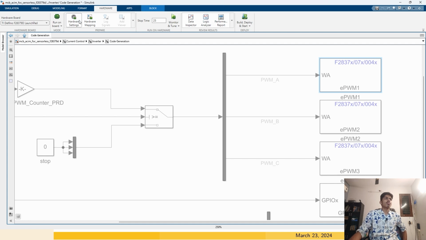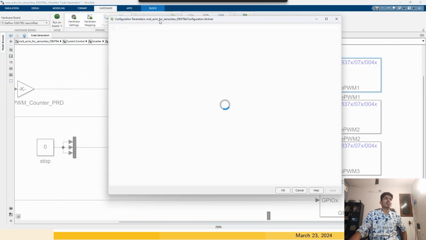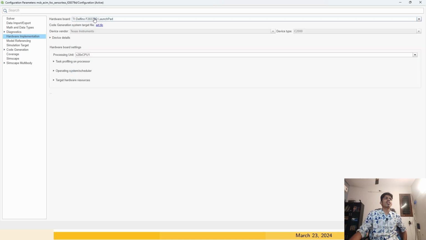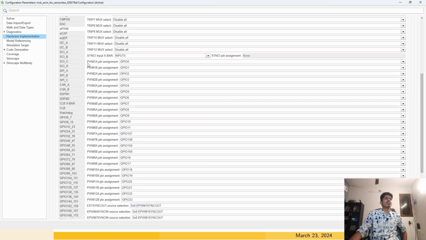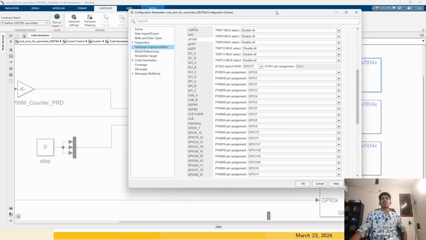So those pins can be seen here. Go to the hardware settings here. Okay, select your board, Delfino LaunchPad, target hardware resources, EPWM. You can see PWM 1A is assigned to GPIO 0. 1B, we are not using 1B here.